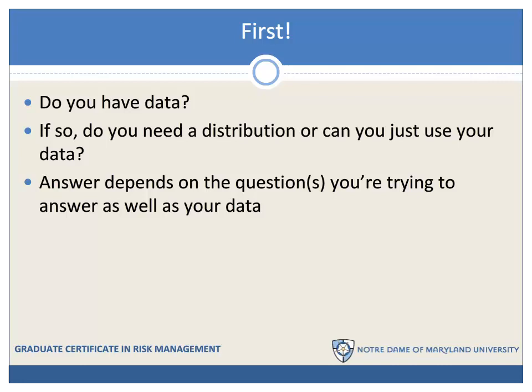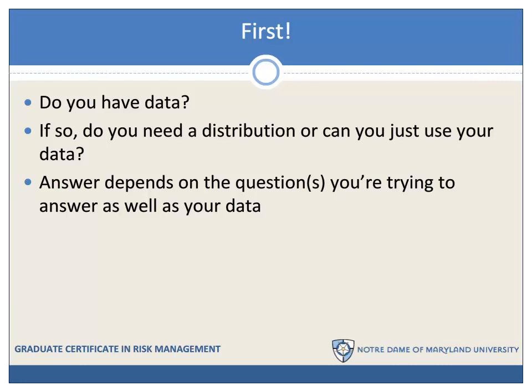The very first thing that you need to do is to consider your data. How much data do you have? Where do the data come from? And do you need a distribution at all, or can you just use your data? The answer to these questions really depends on the questions that you're trying to answer. Those questions would be specified by your risk managers. And then, of course, it will also depend on the data.